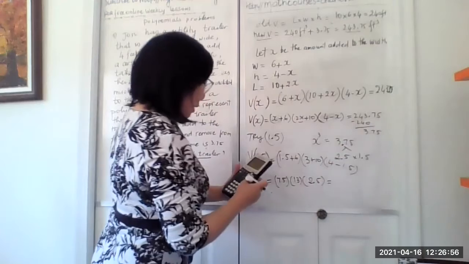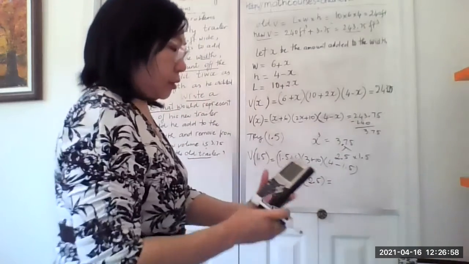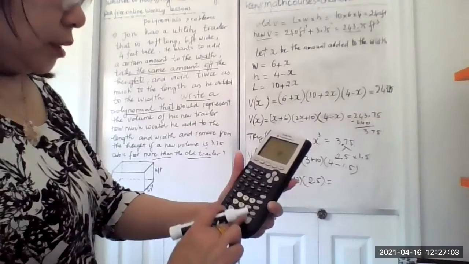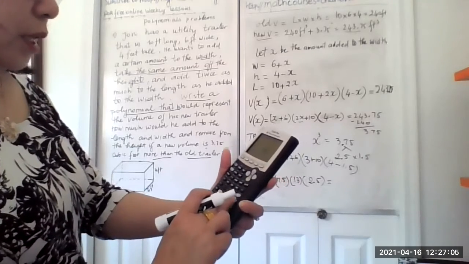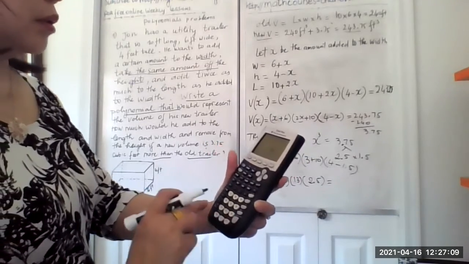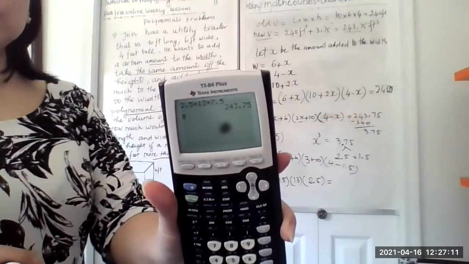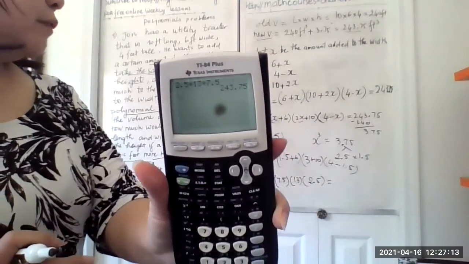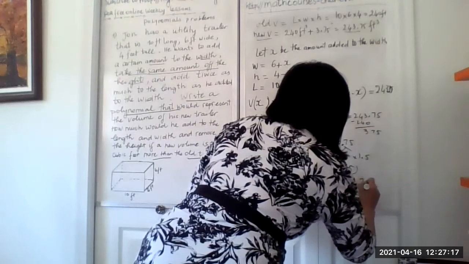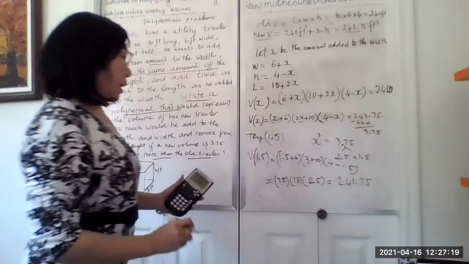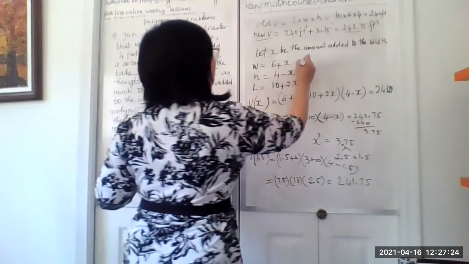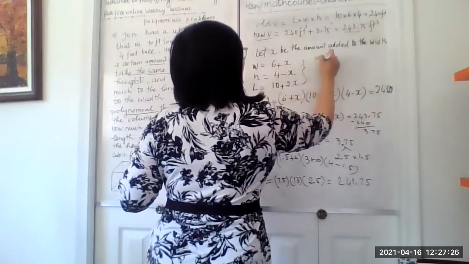So let's tie them together and see what happens. I use 2.5 times 13 times 7.5. I get 243.75, the exact number. 243.75. So yes, it worked out. Left side equals right side. So now we know the x here equals 1.5.